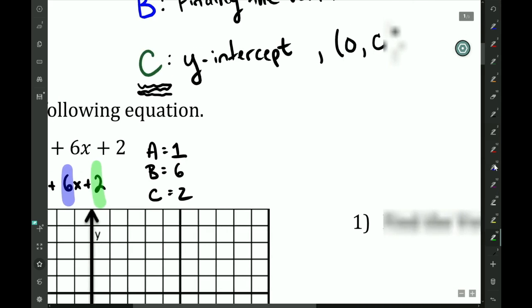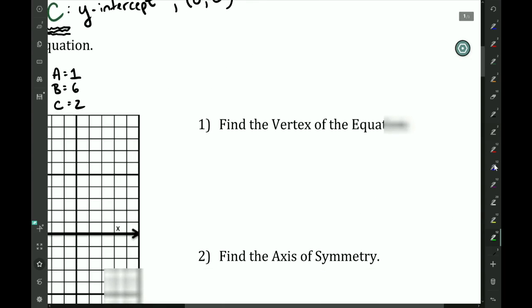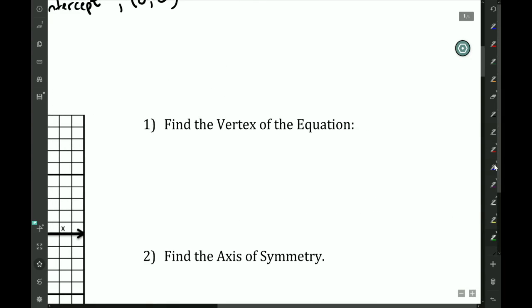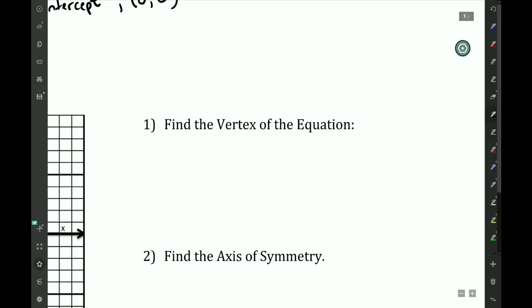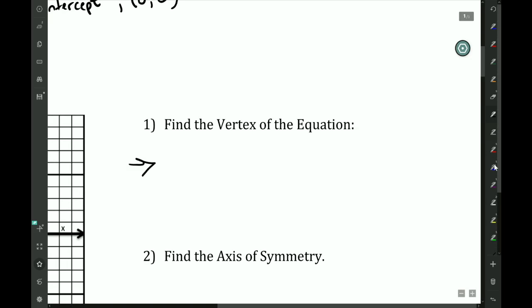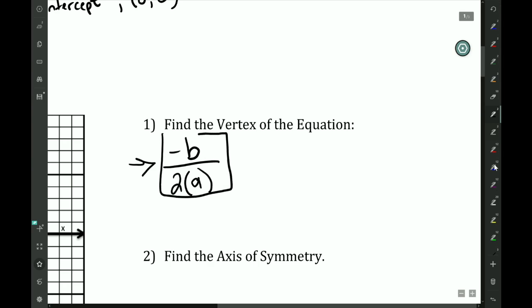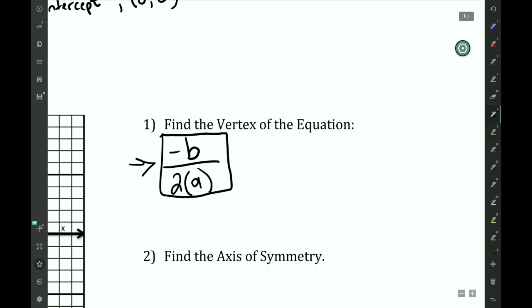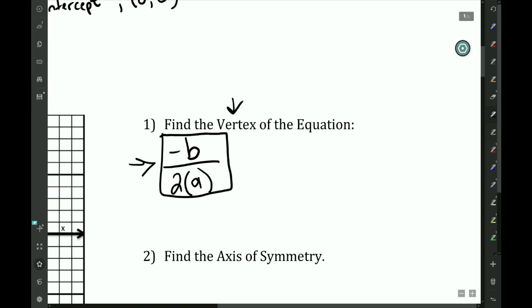Now, to graph, the first thing we're going to do is find the vertex. Here is where B comes into play, because the equation for this is negative B over 2 times A. What? That is the big takeaway today as well: negative B all over 2A. That's how you find specifically the x-coordinate of the vertex.